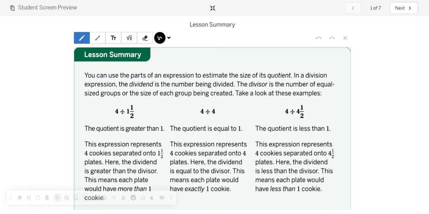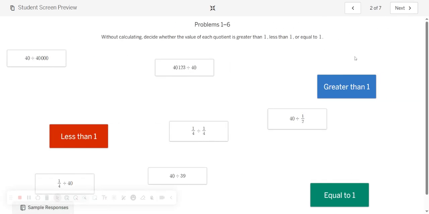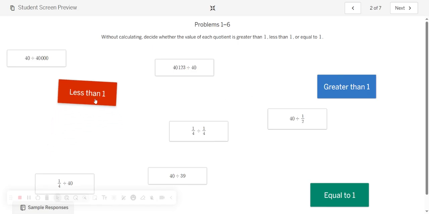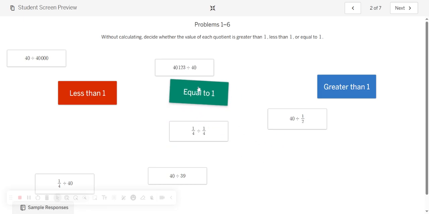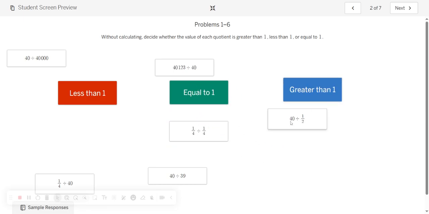Okay, so today we looked at division of fractions, well, division in whole, as a topic, but whether the answer is greater than 1, equal to 1, or less than 1 in different situations. And so away we go. Here it has me sort these less than 1, equal to 1, greater than 1.